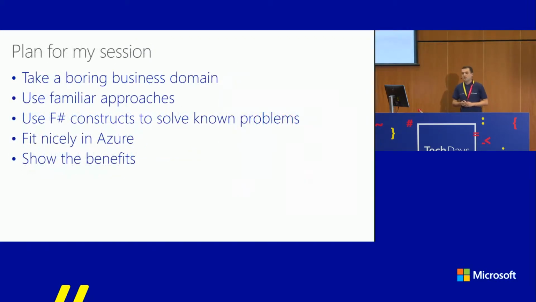So the plan for my session is the following. I want to take a boring business domain and implement a sample application, a very simple backend one because I only have 40 minutes. I'll use the familiar approach, other words that you might hear in other sessions, like domain-driven design, event sourcing, CQRS and so on. But I'll use F# for this, and I'll show how you can look at those concepts a little bit differently. So I'll build a bridge from what you already know to maybe what you don't know yet.